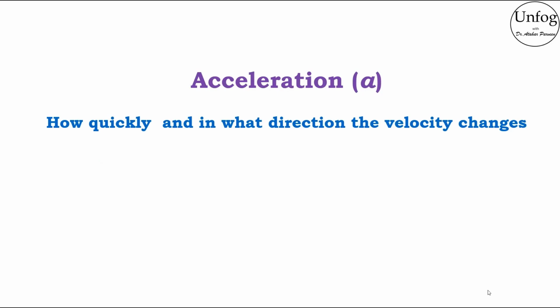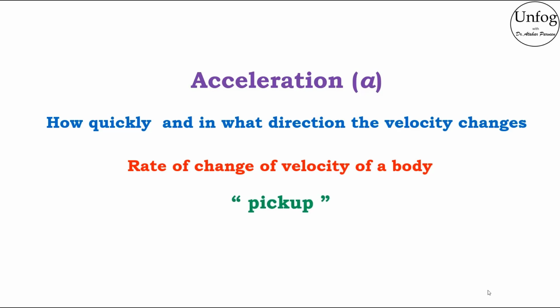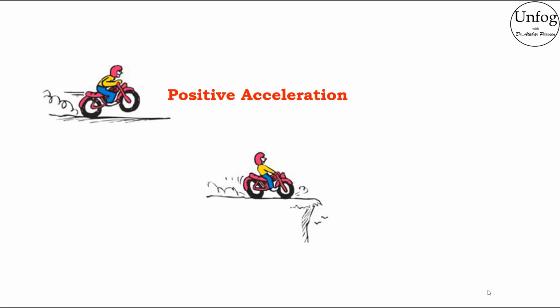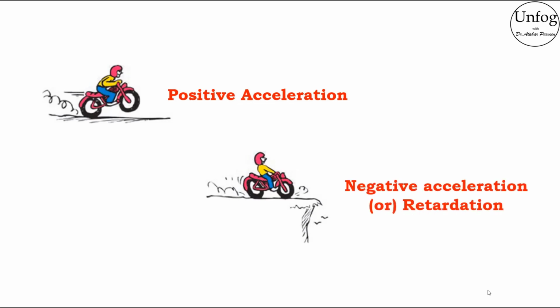How quickly and in what direction the velocity changes is acceleration. It is denoted by lowercase a and is defined as the rate of change of velocity of a body. Acceleration is what we commonly call the pickup of a vehicle. If the velocity of a body is increasing with respect to time, then acceleration is said to be positive, and if it is decreasing with respect to time, then it is said to be negative. The negative acceleration is sometimes called deceleration or retardation.